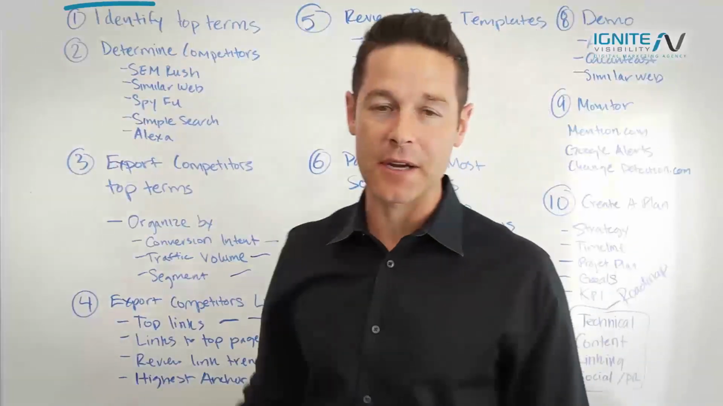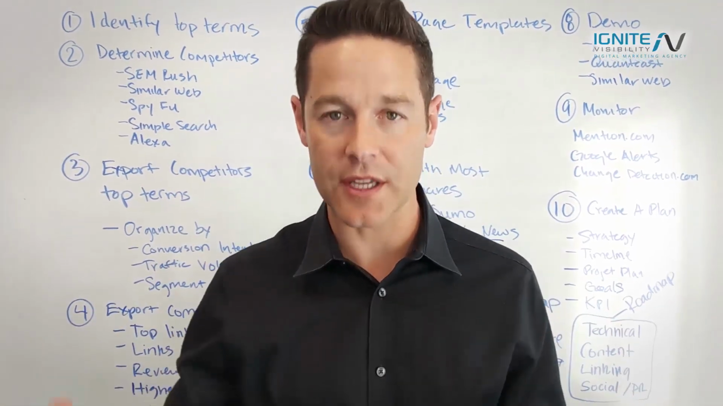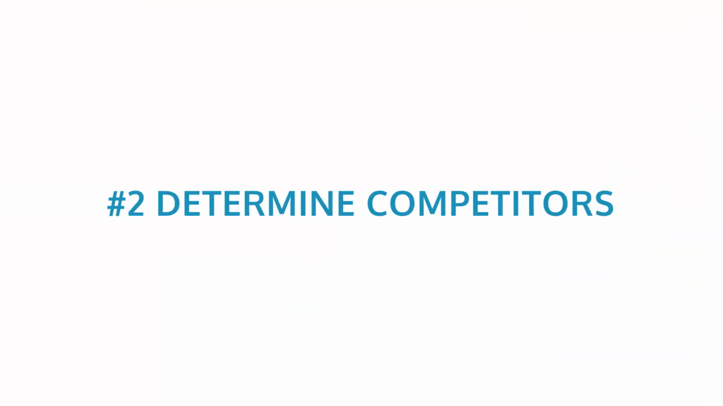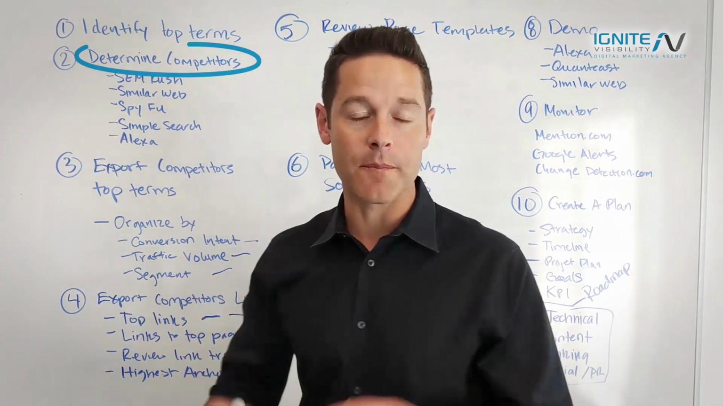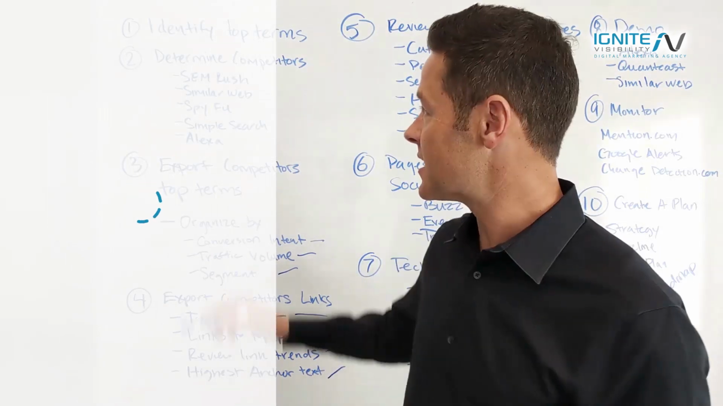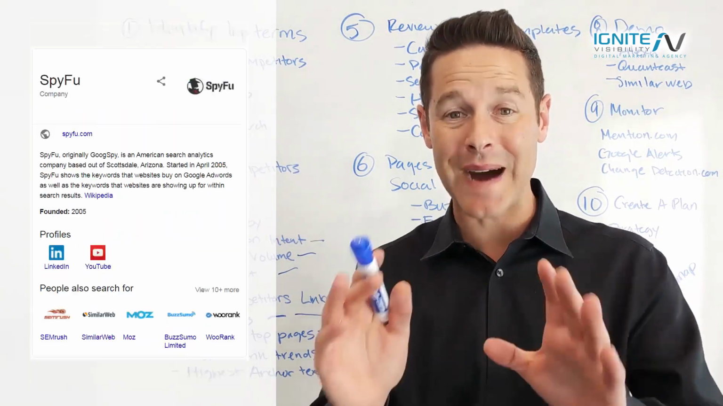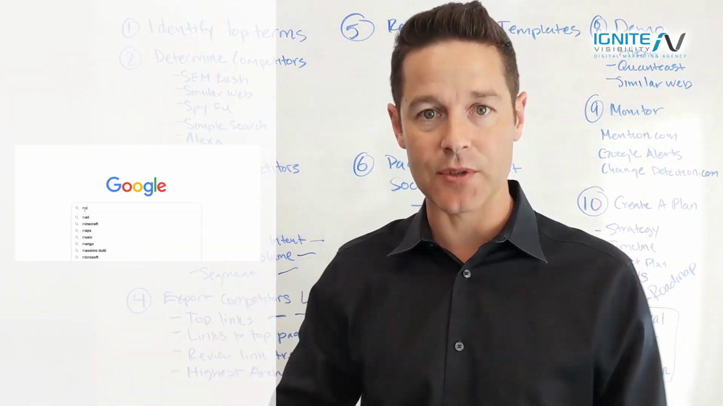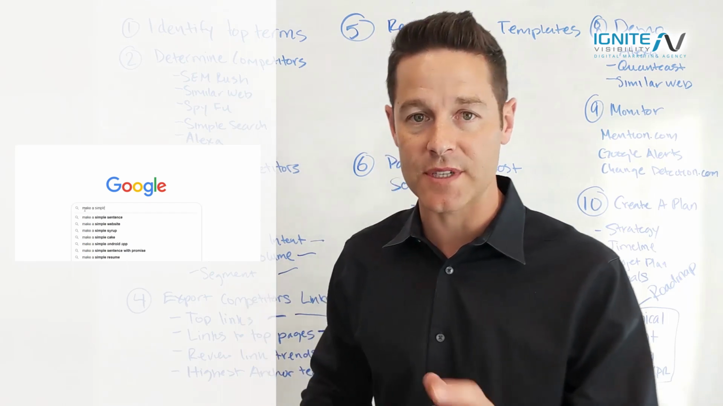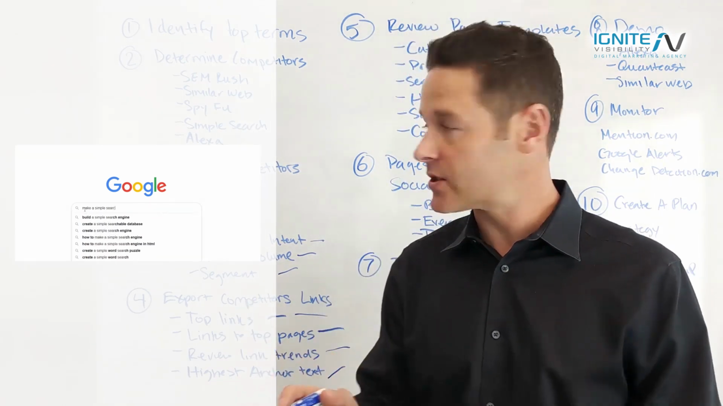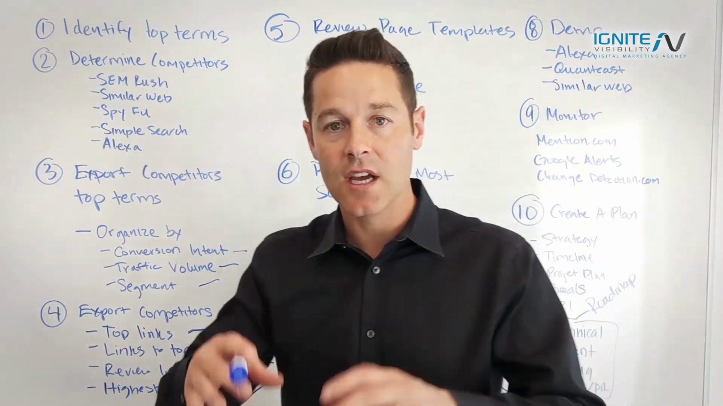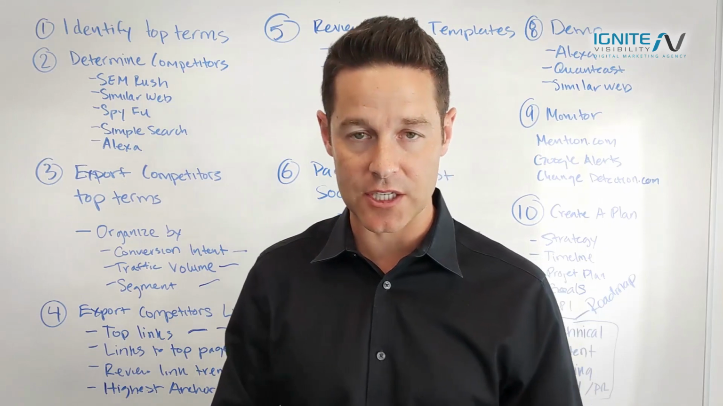Okay, item number one. The first thing that you want to do is identify your top terms. What are those top 10, 20, 30 terms that you want to go after and rank for in Google? After you've done that, you want to determine your competitors. The best way to do that is to use SEMrush, SimilarWeb, SpyFu. Do a simple search. Just look around the web and try to figure out who's ranking for those terms. That can actually be very powerful. And then also take a look at Alexa. Alexa still has really great data. By doing those things, you're going to be able to determine every competitor that you have out there.